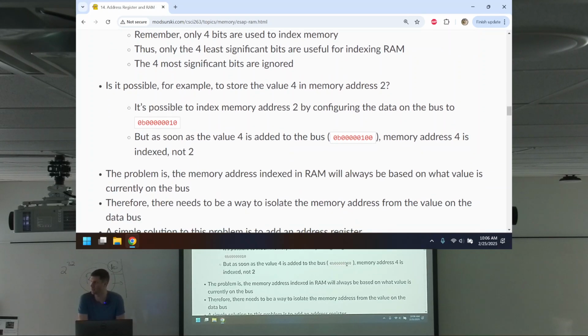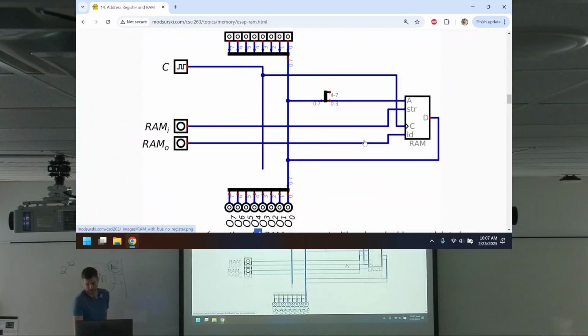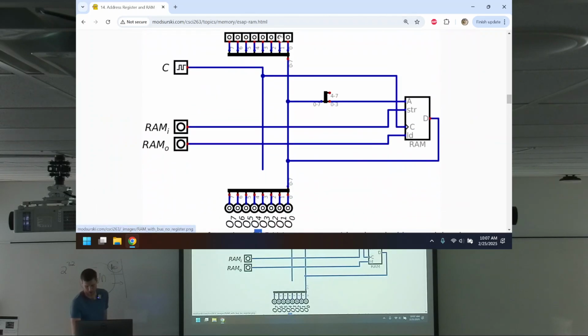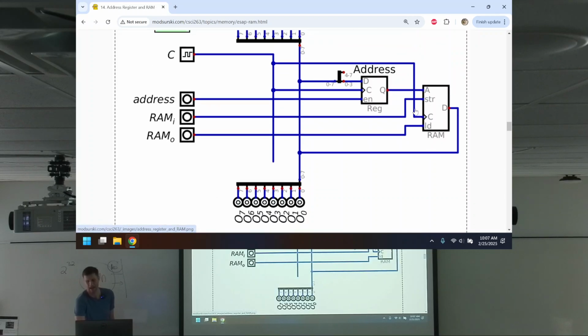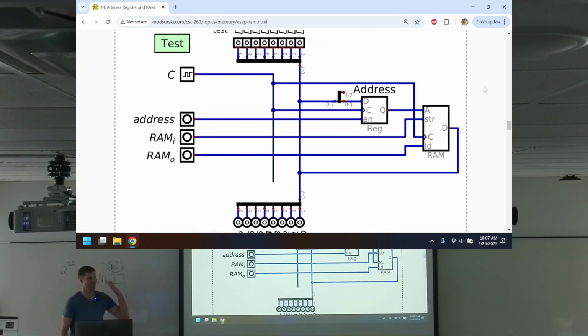Yeah, okay. It's possible, for example, to store the value 4 in memory. So here's the problem I'm saying. Imagine I want to store the value 4 in address 2. Okay, so tell RAM to go to address 2. And you look at this and think, well, that's easy. Turn this toggle on. Great, there's the address. And now put the data 4 in. Ugh. Well, I can't. I need 2 pieces of information to be on the bus. So the solution is add a register, just like this. Okay? Take a moment, look at this design, and make it make sense to you.